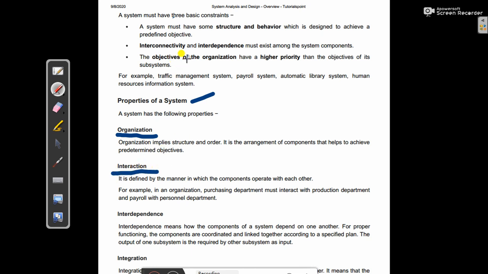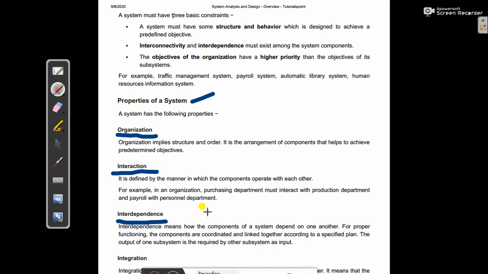Interaction means the same point, connectivity among the components of a system. Interdependency means how the components of a system depend on one another, because to function properly there should be good interaction and interdependency.